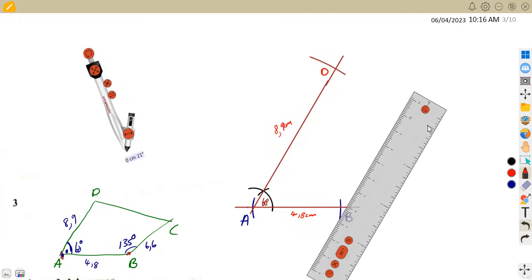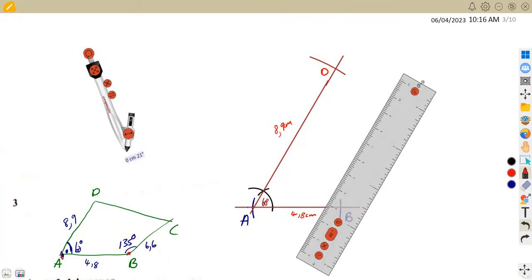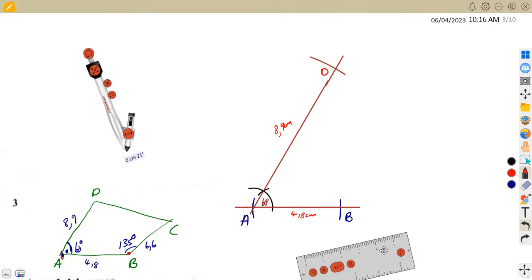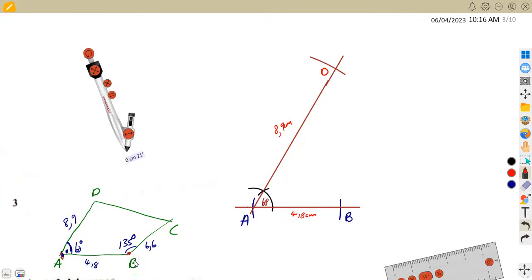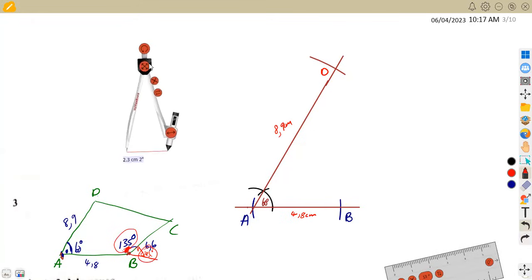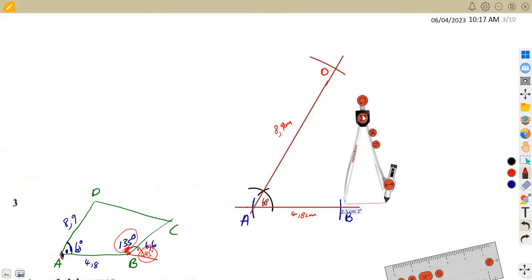The same thing if we do this at B. At point B, what do we have? There's an angle of 135 degrees. Remember, 135 is taken from 45 degrees. This angle is 45, so 180 minus 45, we get this 135. To have 135, we can construct 45. But remember, how do you construct 45? 45 is constructed from 90 degrees.